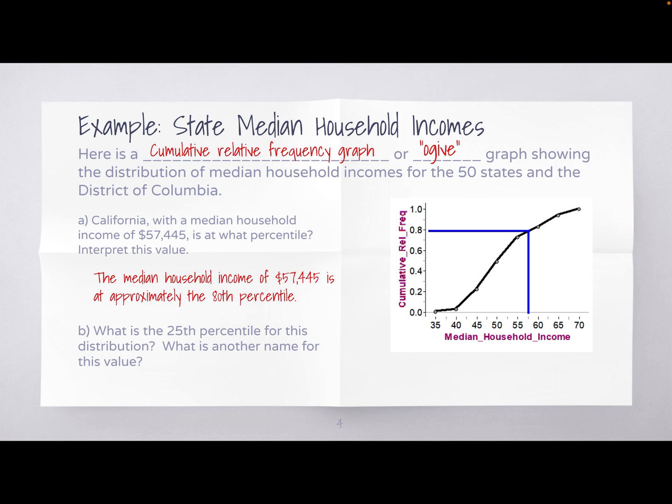Okay, the next one says, what is the 25th percentile for this distribution? Now you start on the y-axis. You find where 25% is. Then you go over to the graph. Then you go down to find what the household income is. So it's about $45,000. And the 25th percentile is also called Q1 because remember, quartiles are your quarters. So, the 25th percentile.